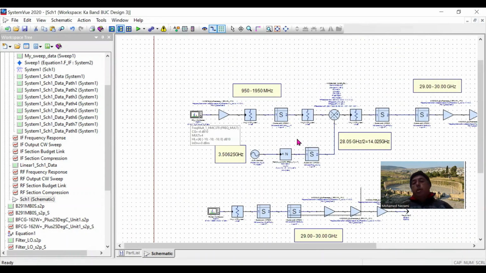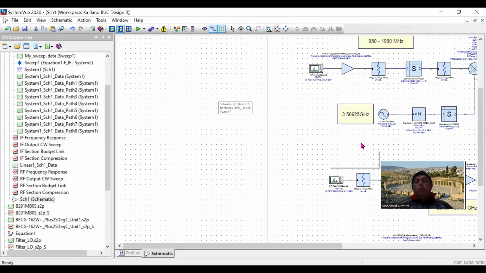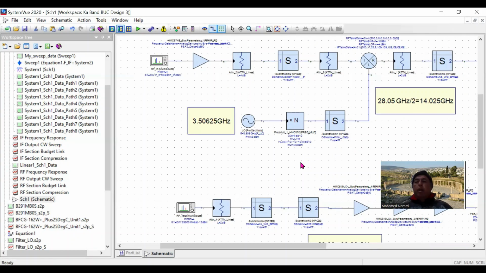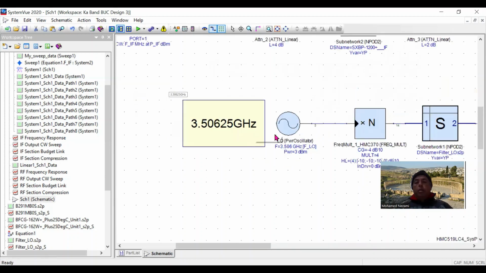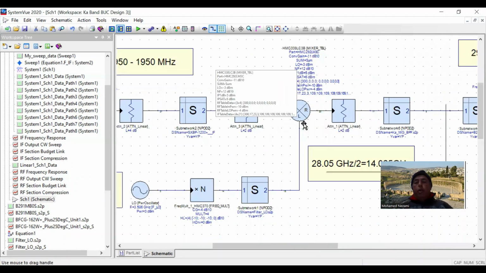Instead of building a synthesizer at KA band, which is difficult, we're going to utilize frequency multiplication, harmonic multiplication. We take that signal into this MMIC chip, HMC370, which multiplies the output by 4 and amplifies it, of course. This is 4 times 3.50625, which is only 14 gigahertz. We need to get to 28 gigahertz as a local oscillator.